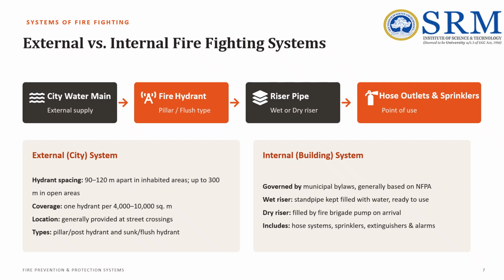These include wet risers, which are always filled with water and ready for immediate use. Dry risers remain empty until firefighters pump water into them during emergencies. Buildings also contain hose reels, sprinkler systems, portable extinguishers, and alarm systems. So together, these systems enable rapid firefighting inside the building before the fire spreads.